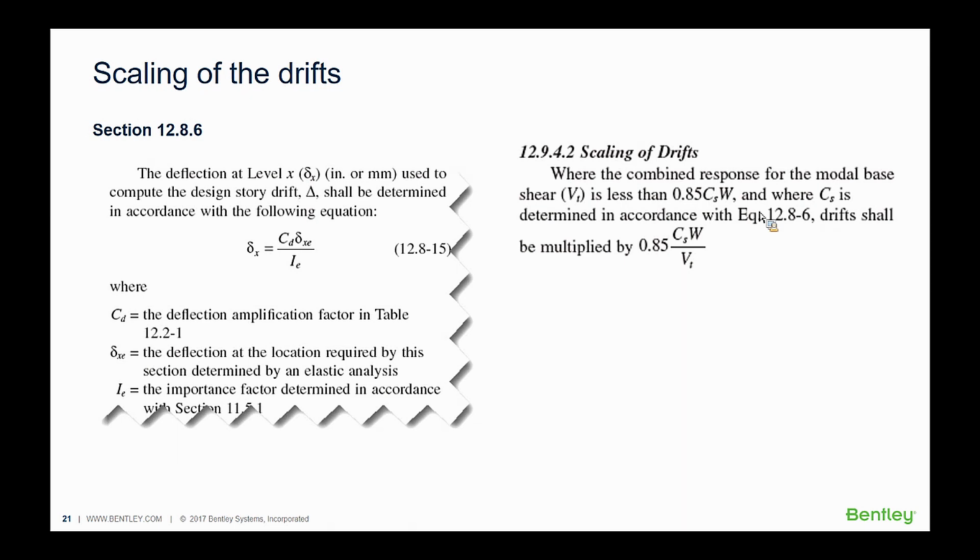Now, as far as 12.9.4.2 is concerned, just be aware that the static base shear that you are checking against is computed as per equation 12.8-6, which is basically a lower limit on the computed static base shear. So this is not the actual static base shear, but a certain minimum value of it. And only if the dynamic base shear is less than 85% of that lower limit, you need to scale up the results from the dynamic analysis with the factor indicated. Else, this second scaling is not required.